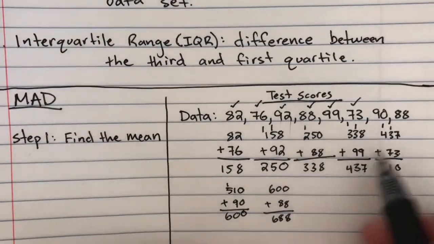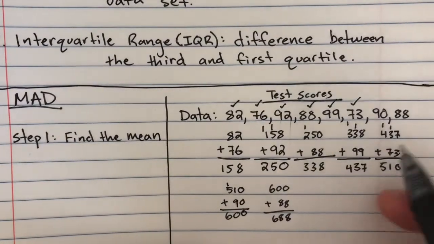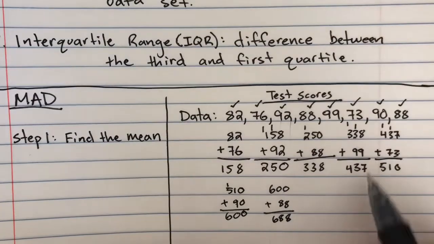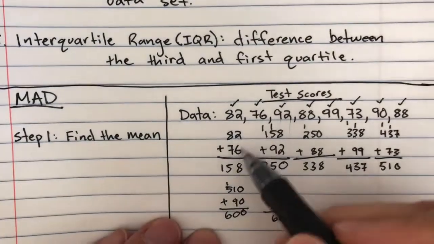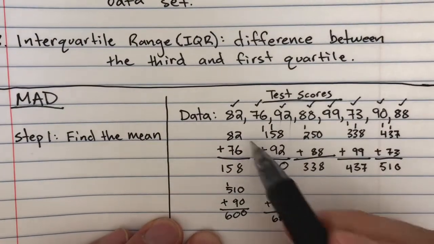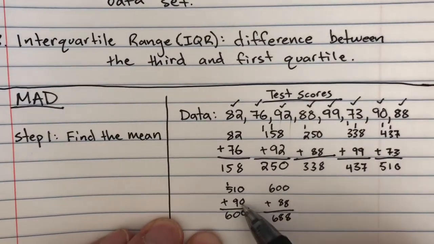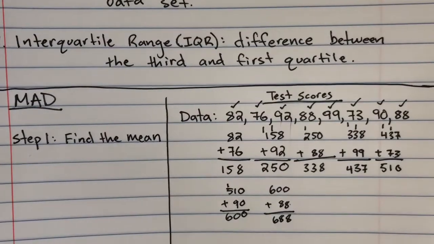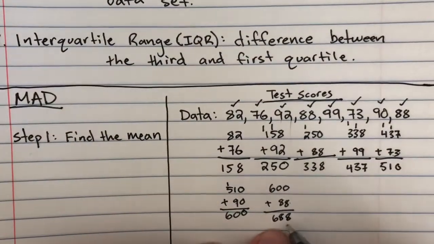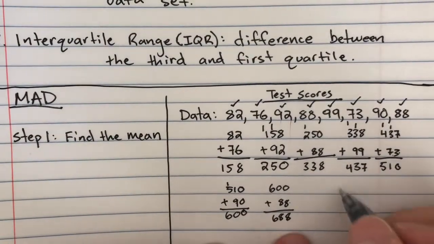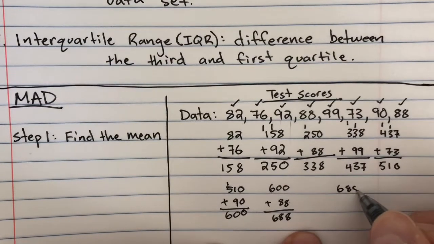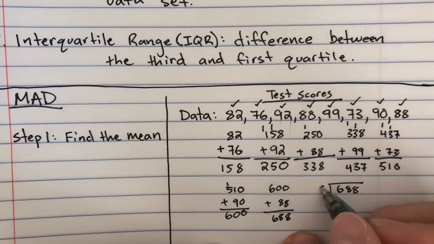So that's adding all of the values up. I've added every single one of these up. And I'm going to double check to make sure. So I should have 8 values here. 1, 2, 3, 4, 5, 6, 7, 8. There we go. So now I'm going to take that 688 and I'm going to divide it by 8.